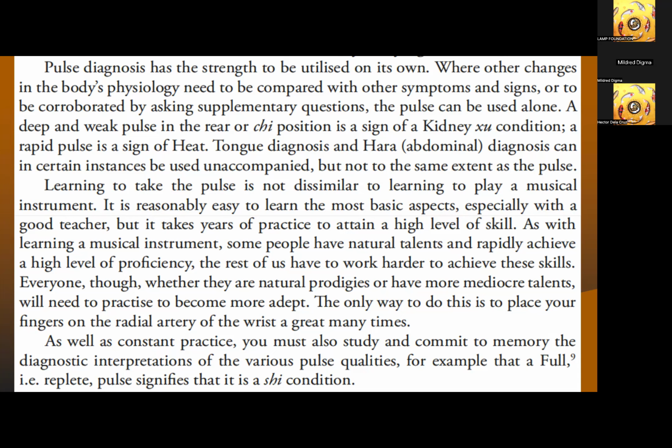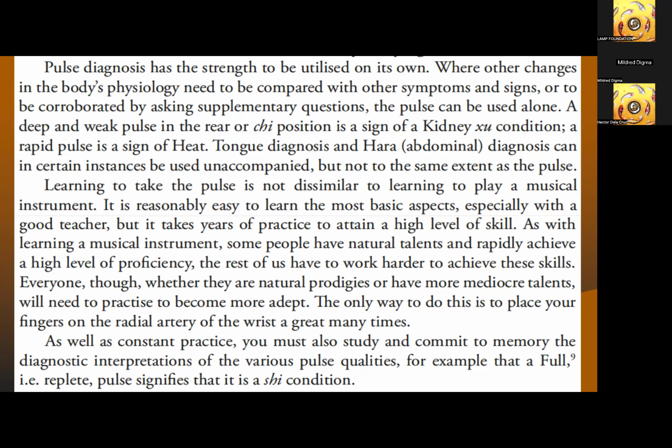Yun nga lang, parang ang hirap ituro yung naramdaman mo sa isang estudyante, 'di ba? Do you agree? Opo. Mahirap. Kaya at least yung basic po, 'di ba yung tinuro natin sa yin and yang, na alam niyo yung heat and cold para maramdaman nila yung mabilis mabagal tapos tatapat sa mga organs. As with a high level of proficiency, the rest of us have to work harder to achieve these skills. Kaya walang shortcut. Everyone, though, whether they are natural prodigies or have more mediocre talents, will need to practice.